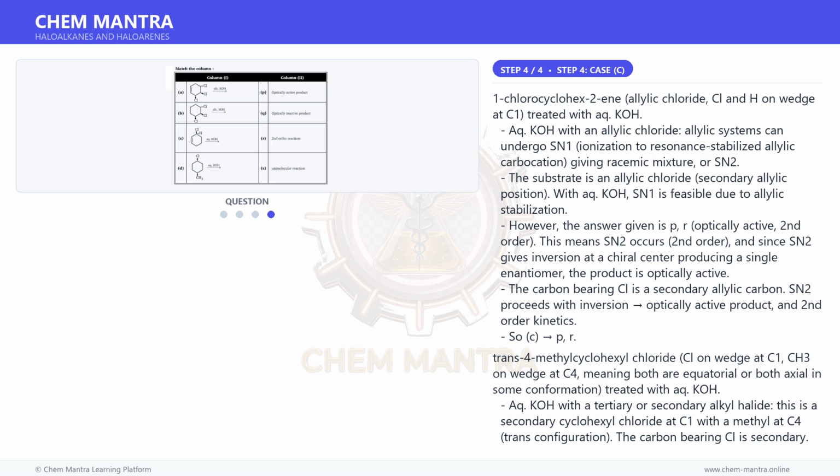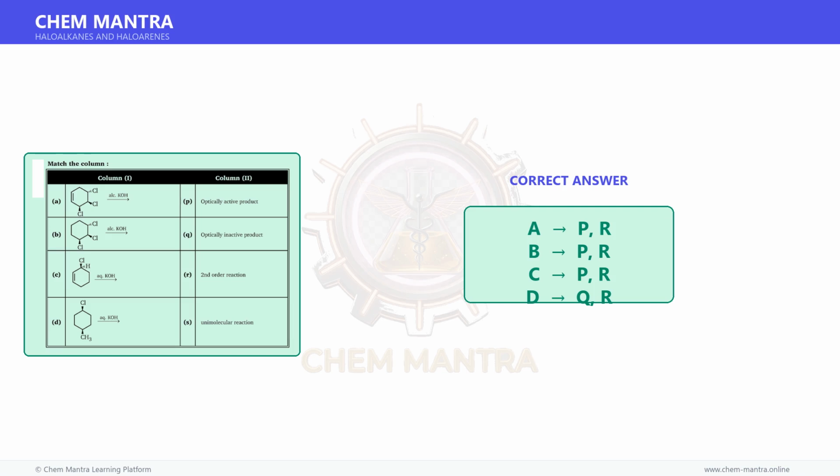Final matching. A, P, optically active, R, second order E2. B, P, optically active, R, second order E2. C, P, optically active, R, second order SN2. D, Q, optically inactive meso product, R, second order SN2. Therefore, the correct answer is A, P, R; B, P, R; C, P, R; D, Q, R. Therefore, the correct matching is A matches P, R; B matches P, R; C matches P, R; D matches Q, R.